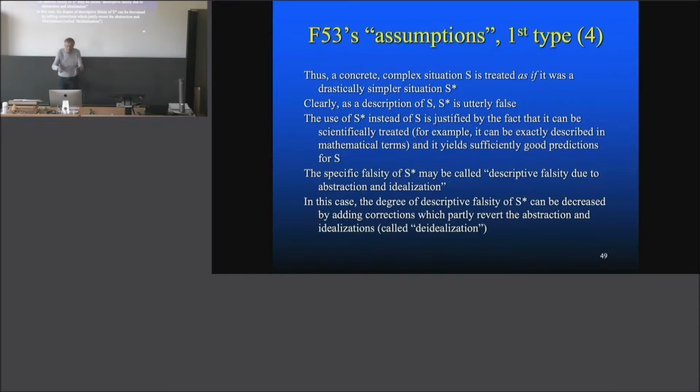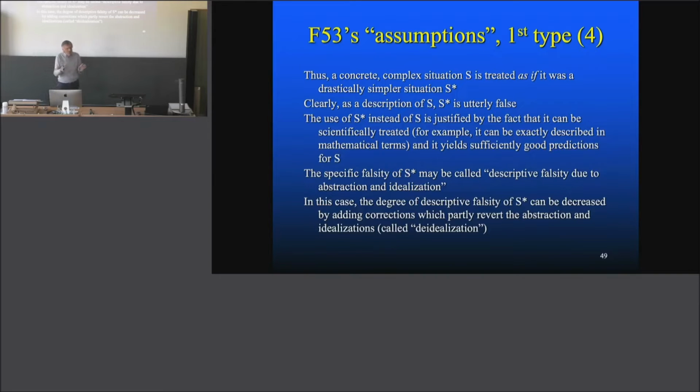But of course, you have to extract them, and it's complicated. You have to read that very, very carefully. He never says that, and had he thought a little longer, he could possibly have said it. Anyway, in this particular case, the first type, the degree of descriptive falsity of S star can be decreased by adding corrections, which partly revert the abstraction and idealization. So this is idealization in economics. It's a big topic in philosophy of economics, has been discussed in many contexts, and that is then called de-idealization.